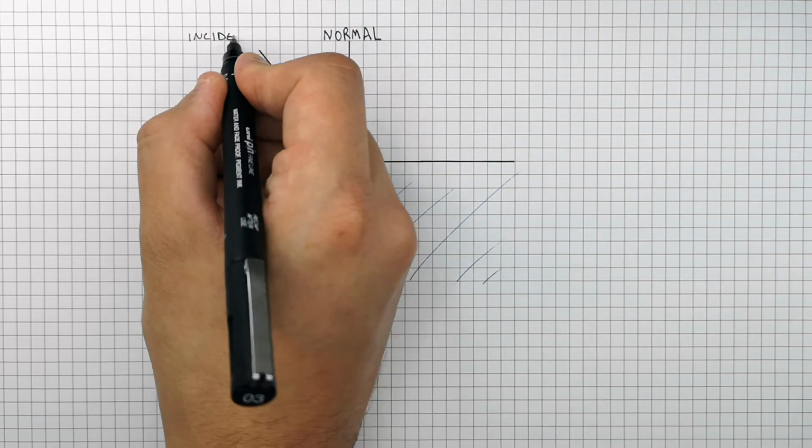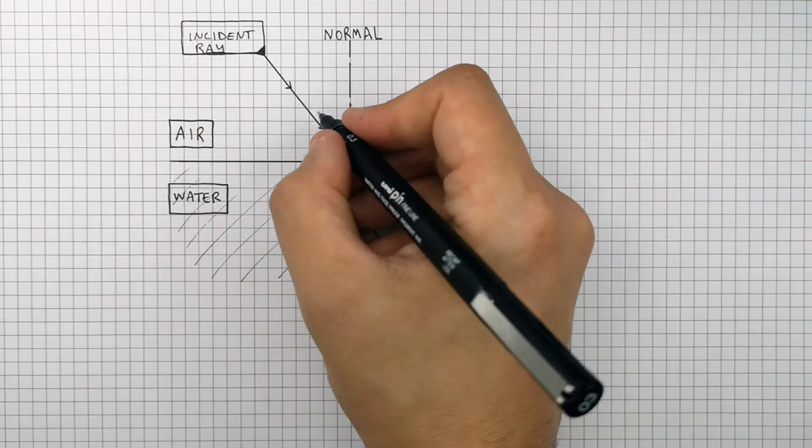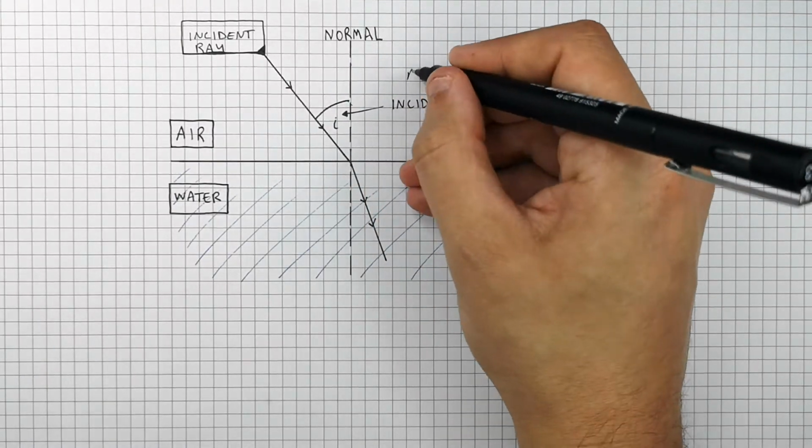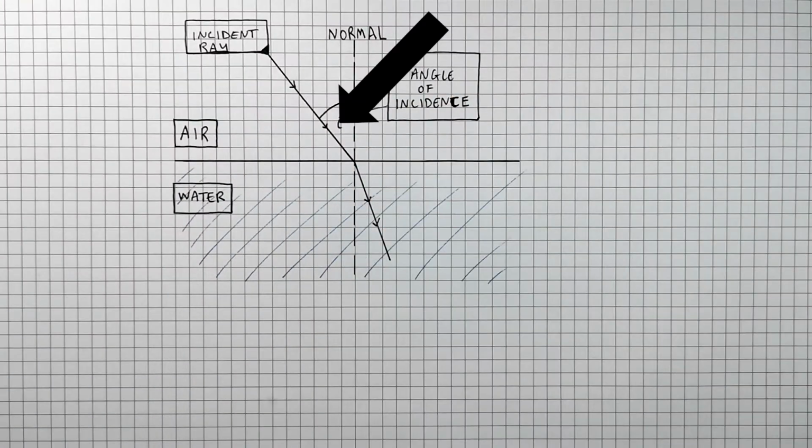So this is the incident ray. And the angle between the incident ray and the normal is called the angle of incidence. The angle of incidence is the angle between the incident ray and the normal. And this is represented by a lowercase letter i.